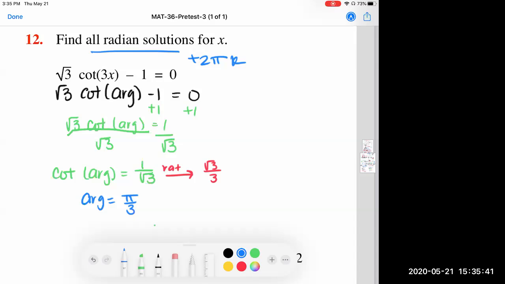240 degrees is also square root of 3 over 3. So that's 4 pi over 3. 4 pi over 3. Right, but that's just another pi difference.